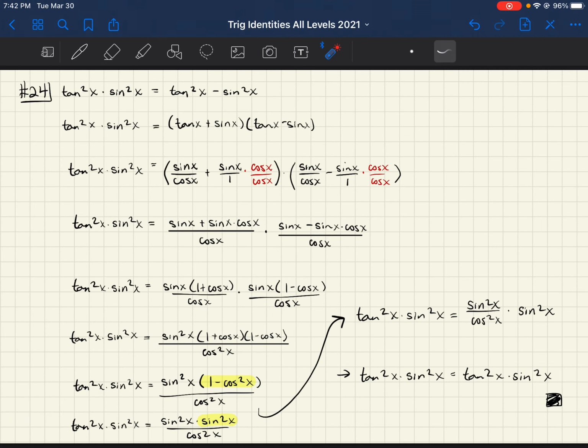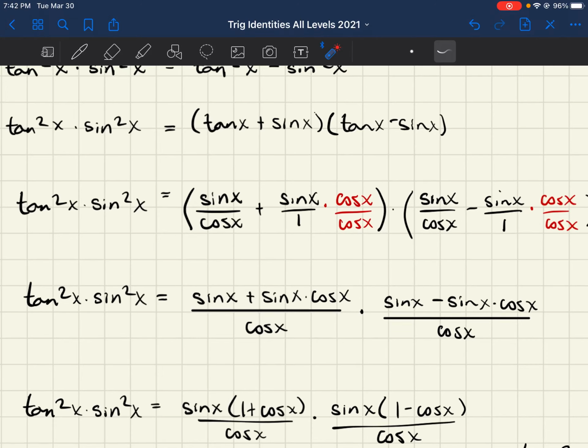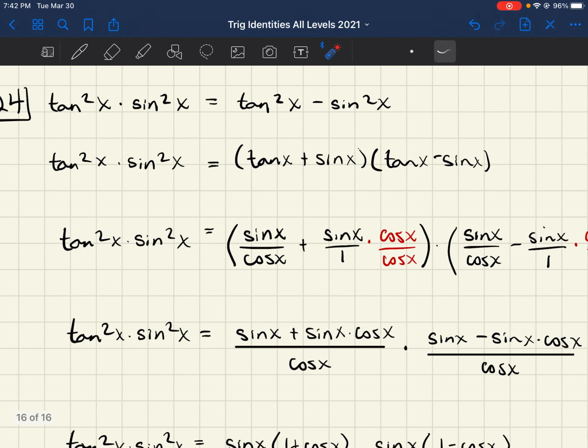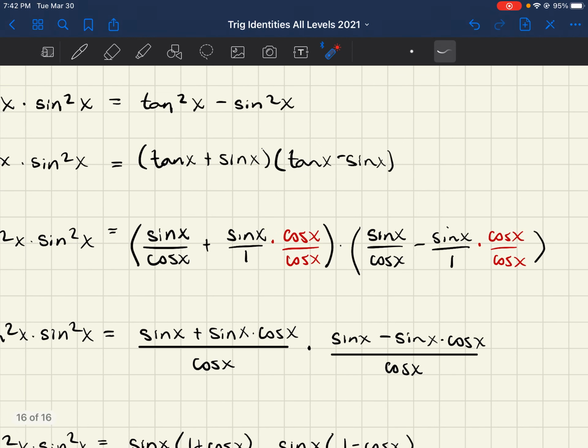And then our last one of our advanced bracket. We want to prove that tangent squared of x times sine squared of x is equal to tangent squared of x minus sine squared of x. I'm going to work on the right side for this problem. I'm going to do difference of squares. Tangent squared minus sine squared is going to be tangent of x plus sine of x times tangent of x minus sine of x. I'm then going to decompose into sines and cosines.